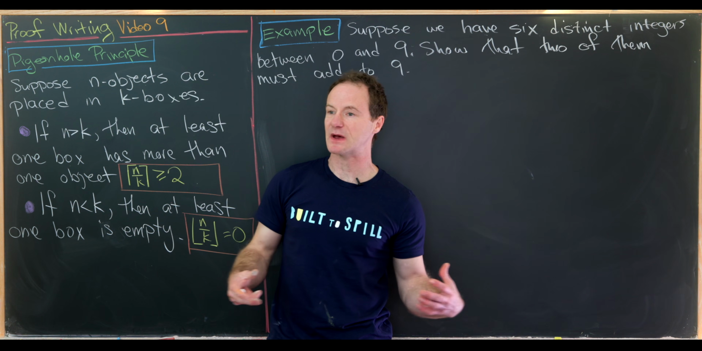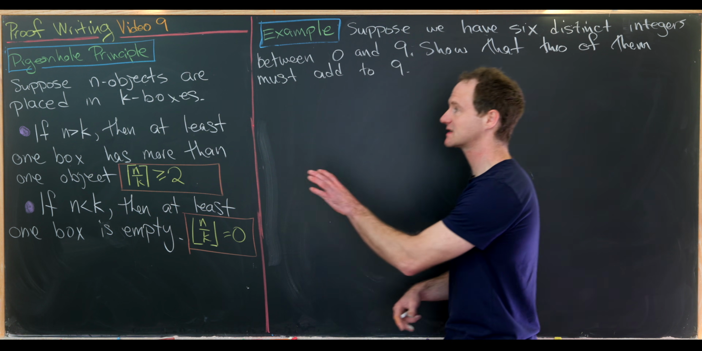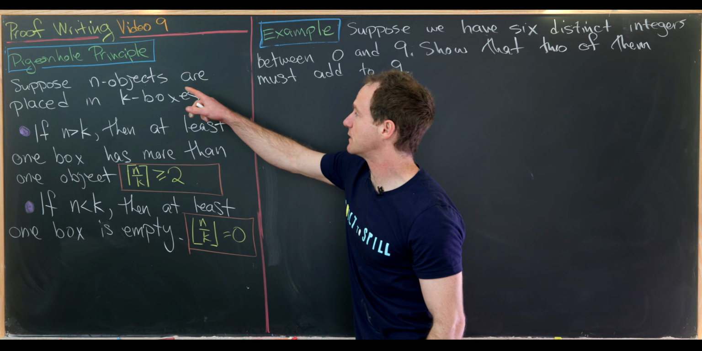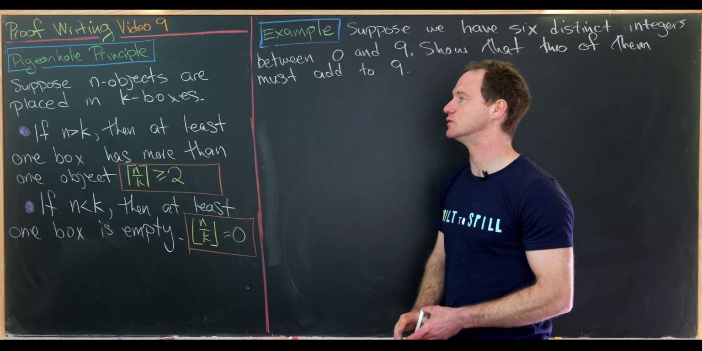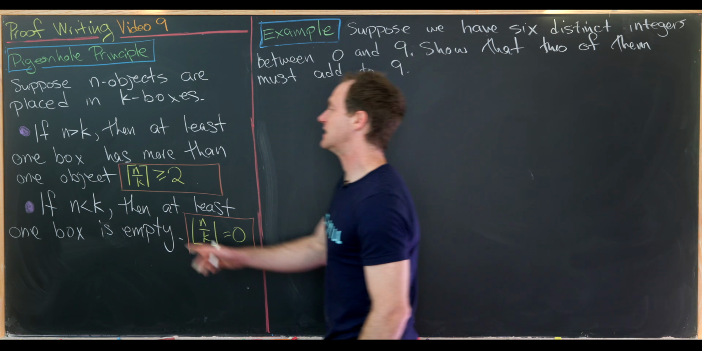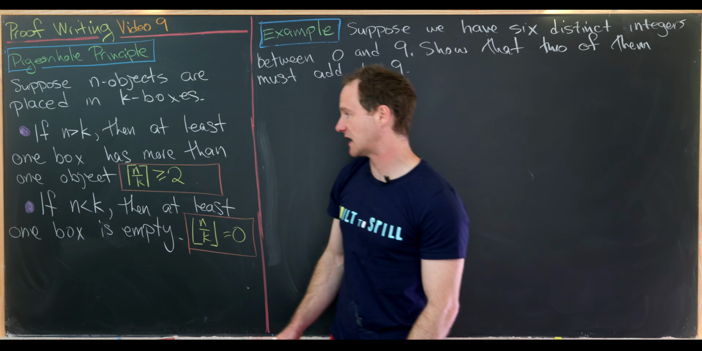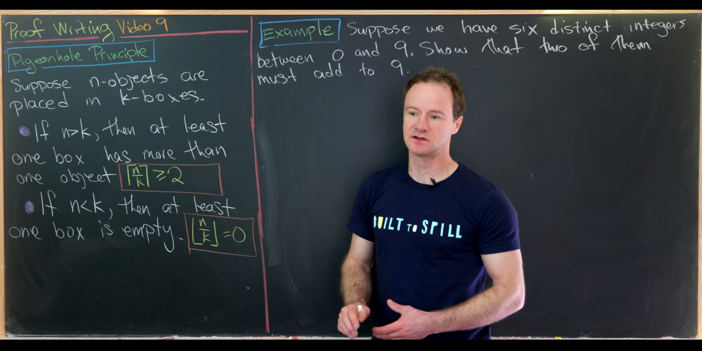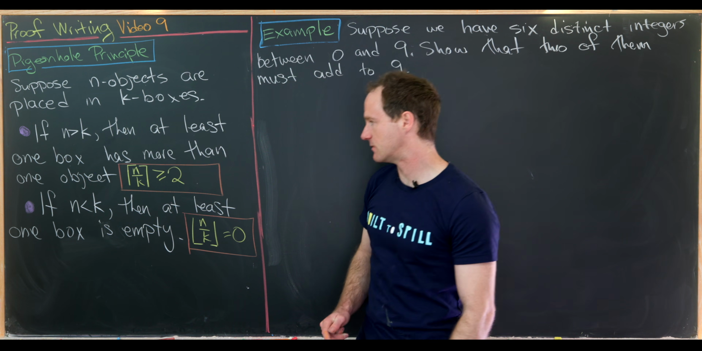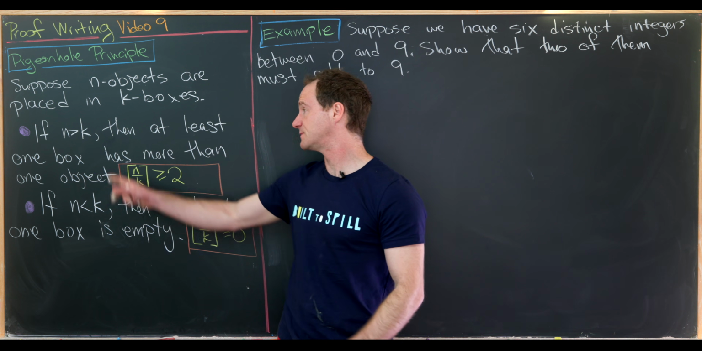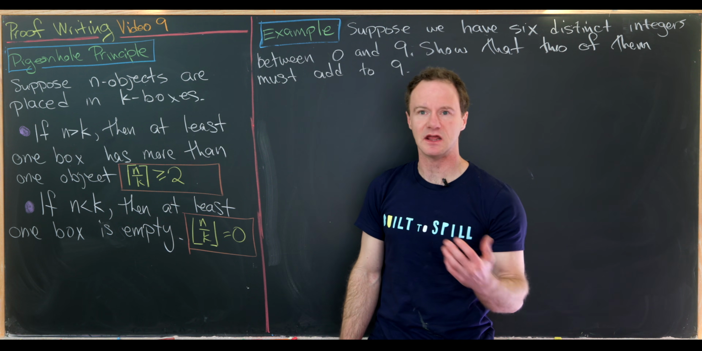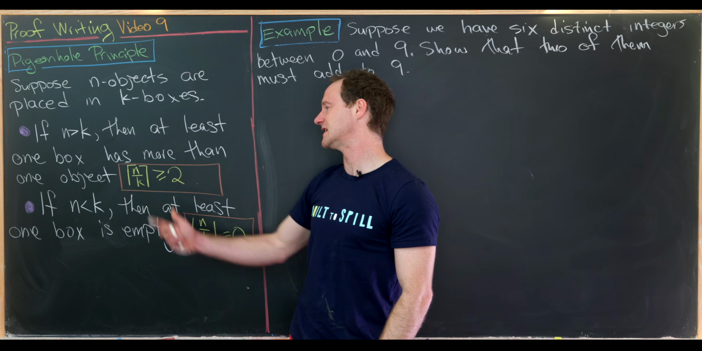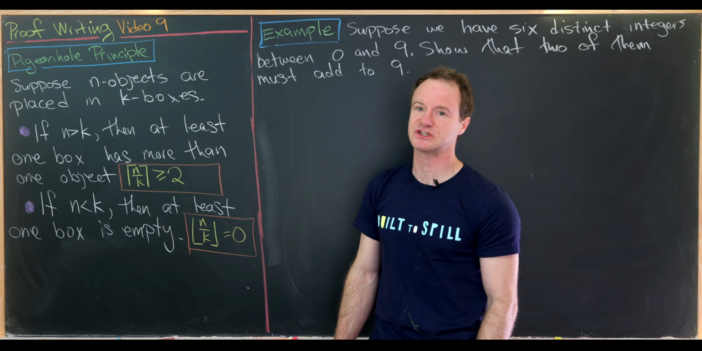Now we're ready to look at a special case of our general fact, which is classically known as the pigeonhole principle. Let's suppose we place n objects into k boxes. Then if n is larger than k, then at least one box contains more than one object. And towards our general statement, that's because if n is bigger than k, then n over k is strictly larger than 1. So when we take the ceiling, you get something bigger than or equal to 2.